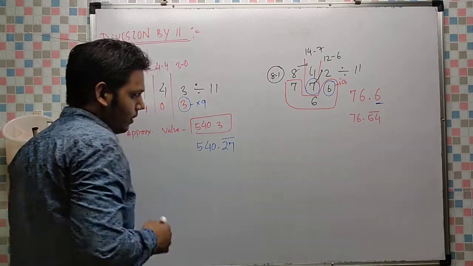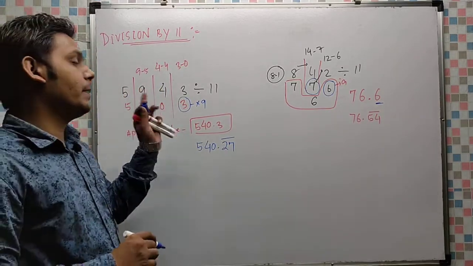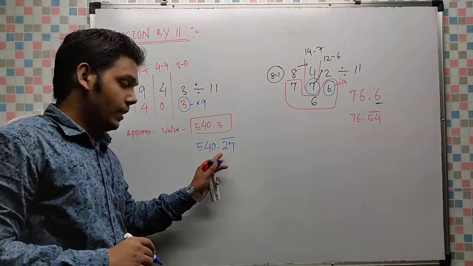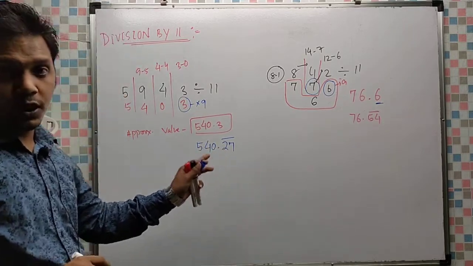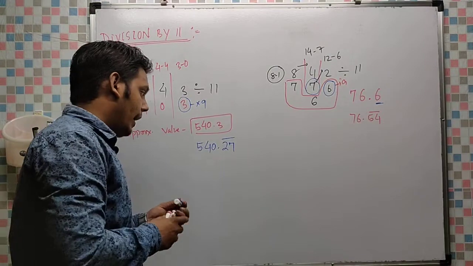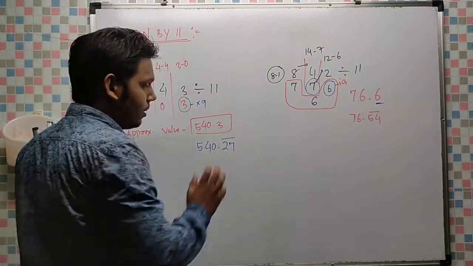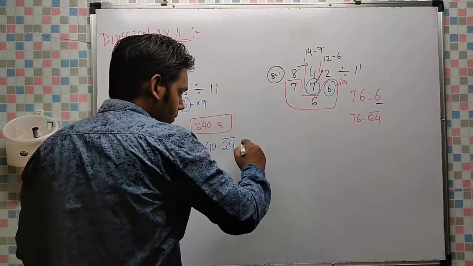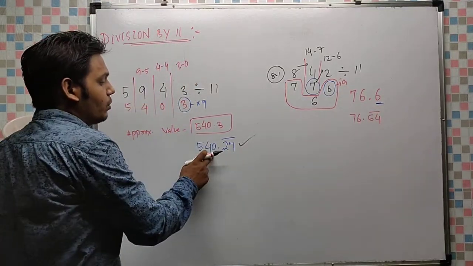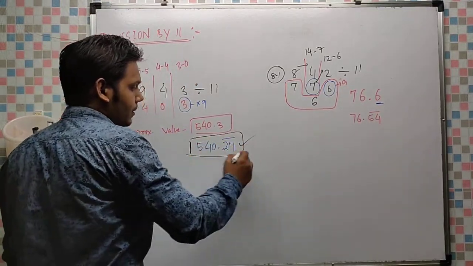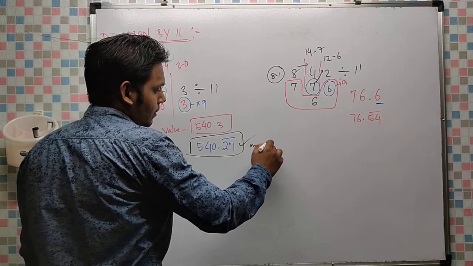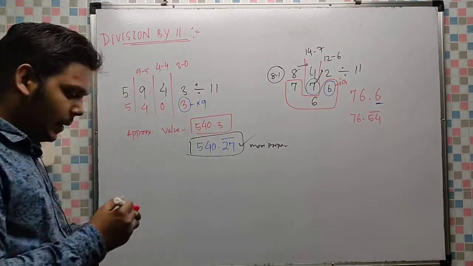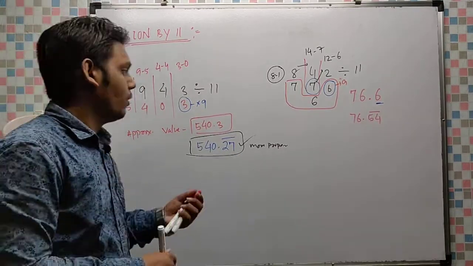27. 27 bar. If you are multiplying the end digit, meaning the remainder, with 9, then you have to write the product after the decimal and put a bar over it. Remember? For me, this value is the exact one, and if you want it properly, you have to go through this method. This is more proper as compared to the other, but 540.3 is also correct.